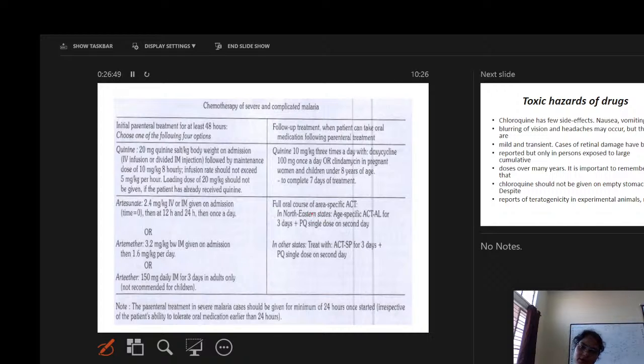In the northern states you will give ACT-AL and in others ACT-SP. Okay. The parenteral treatment in severe malaria cases should be given for a minimum of 24 hours once started, irrespective of the patient's ability to tolerate oral medication earlier than 24 hours.